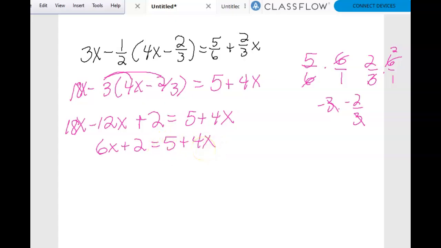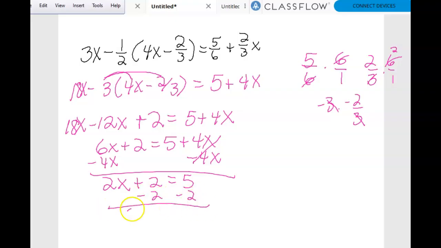And then what? I'm going to move the x's to one side. And then what? Minus 2. So I get x is 3 halves.